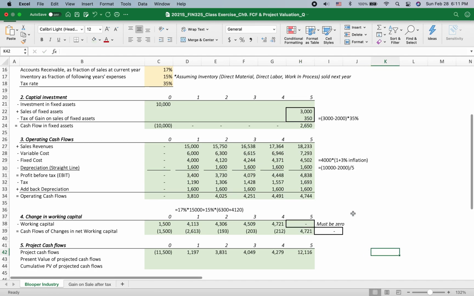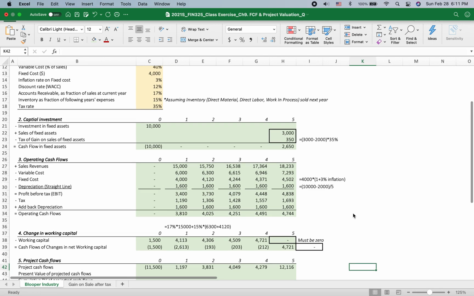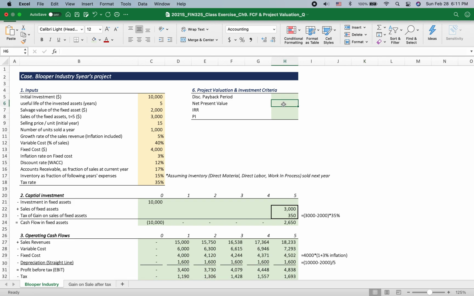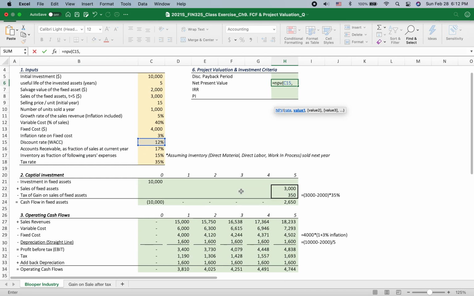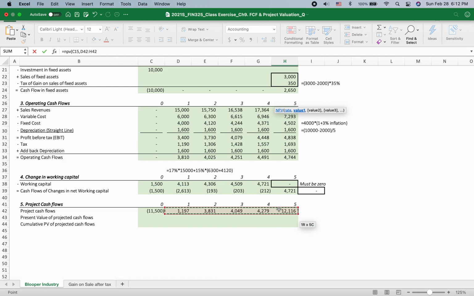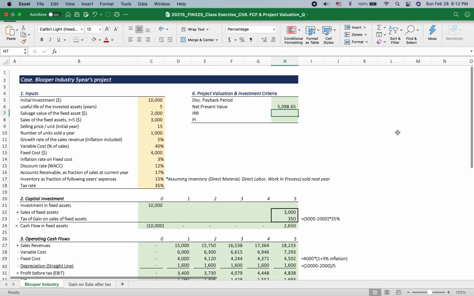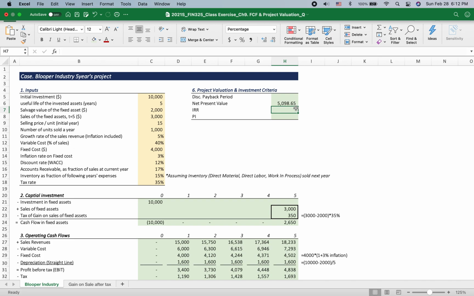Based on this projected cash flow, we can calculate the net present value. How do we calculate it? Okay, NPV, where is the discount rate? 12%. And then let's take the future cash flow only from year 1, not including year 0. And then we put in the initial investment, right? So we got the net present value, 5,098. So definitely we take this project. Net present value is greater than 0.